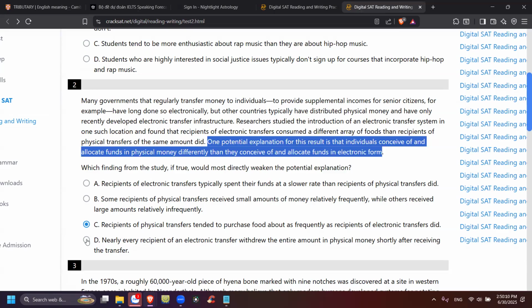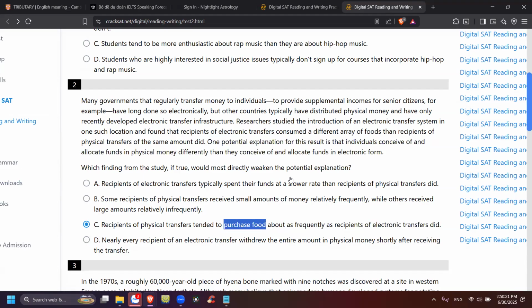If you talk about only purchase food, that is allocate funds only. But where is the part about conceive of, right? Because purchase food is only about allocating the funds. Yeah, but the part about conceive of, it's not to be seen there.